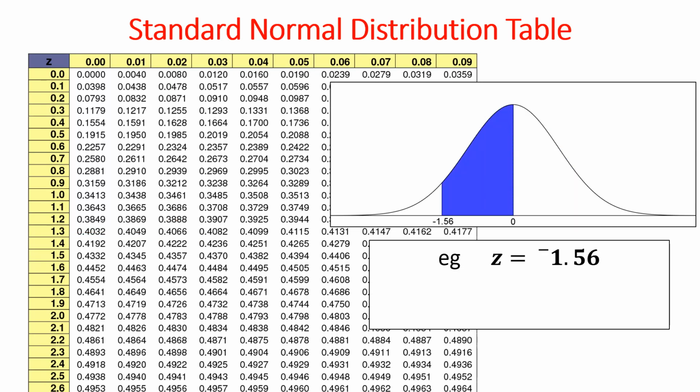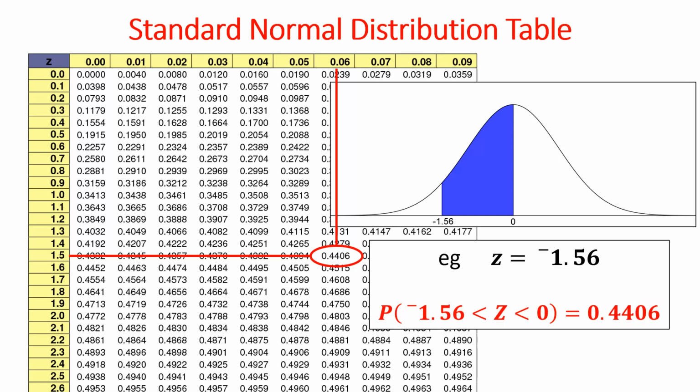If Z ever came to be negative 1.56, the negative's important, but you don't need to use it for the table. It just tells you you are below the mean, and therefore you just need to find 1.5 and go into the middle to find your 0.06. And that gives you a probability of 0.4406.